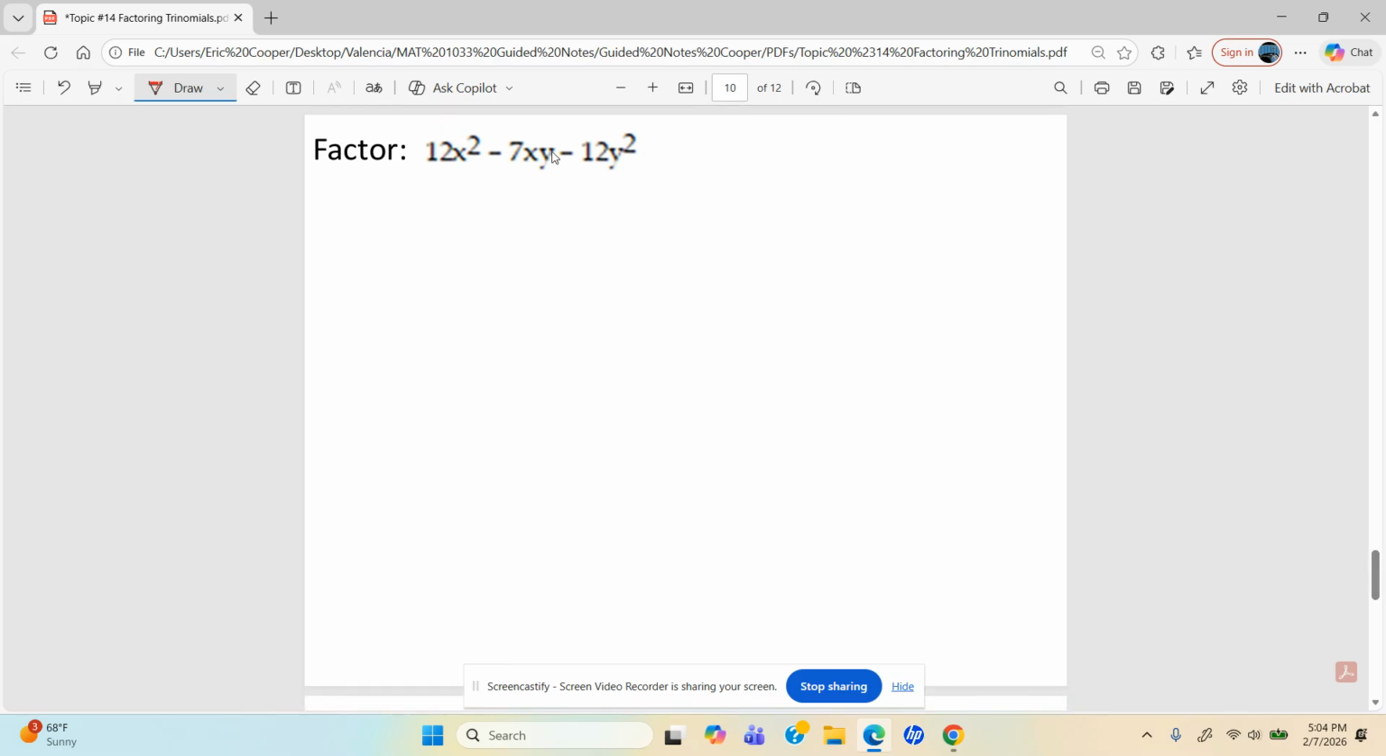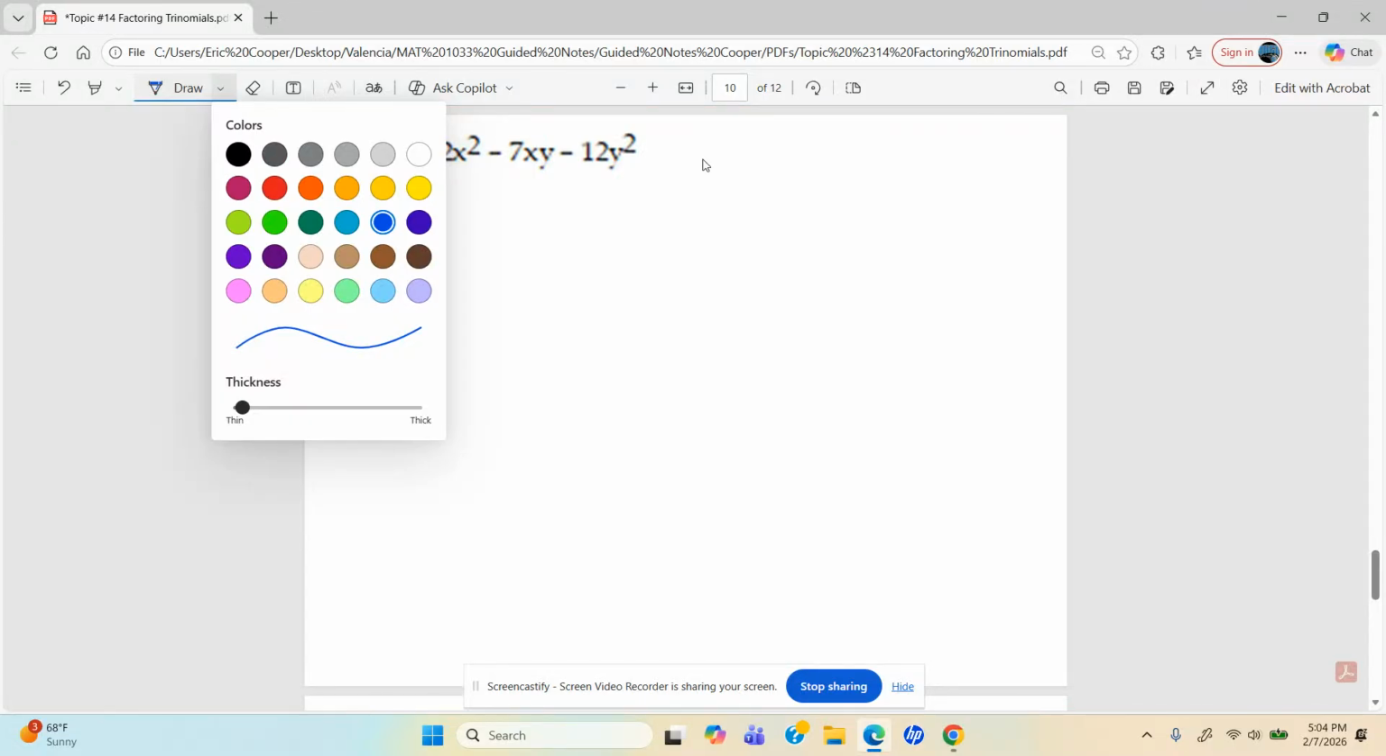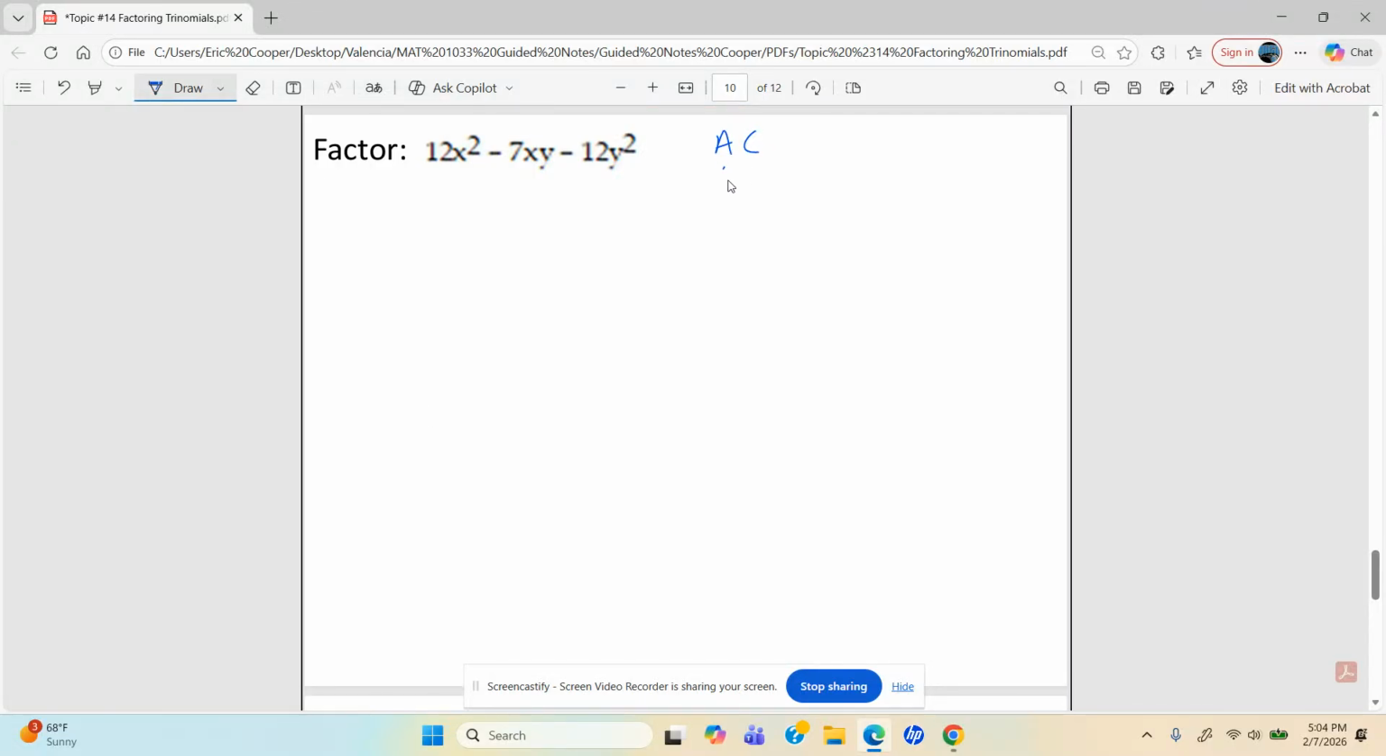We're going to do the same thing here. We'll just make sure when we replace the middle term, it gets both an x and a y as I go through and do it. A times c is 12 times negative 12. So it's got to multiply to negative 144 and combine to make negative 7.